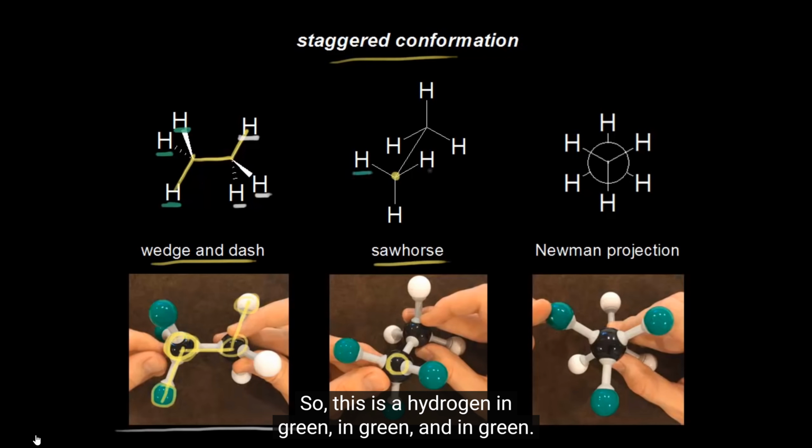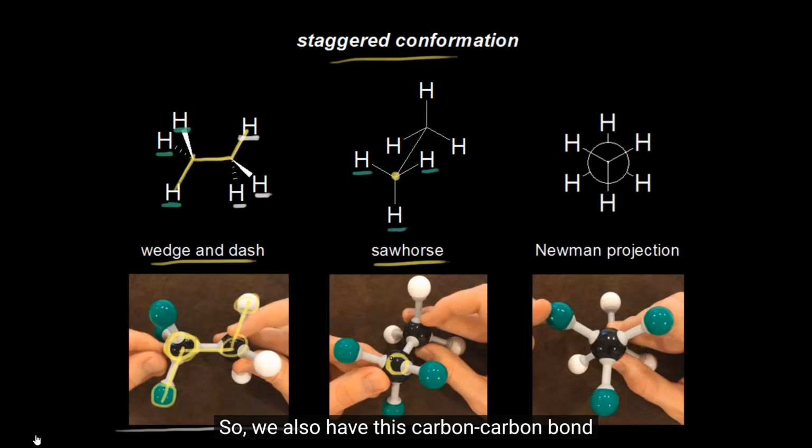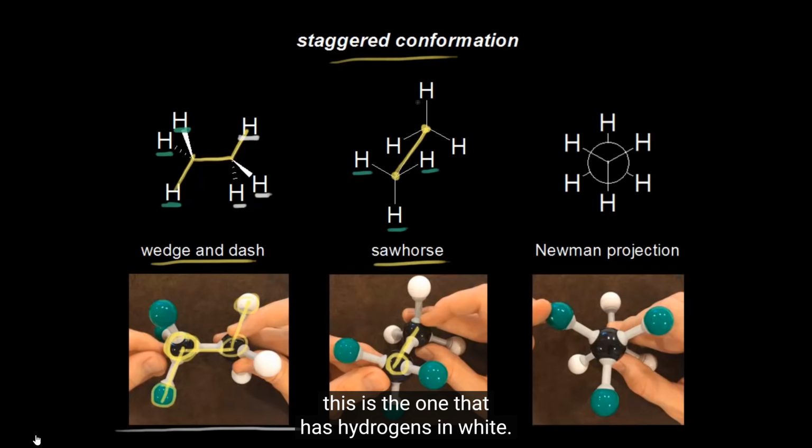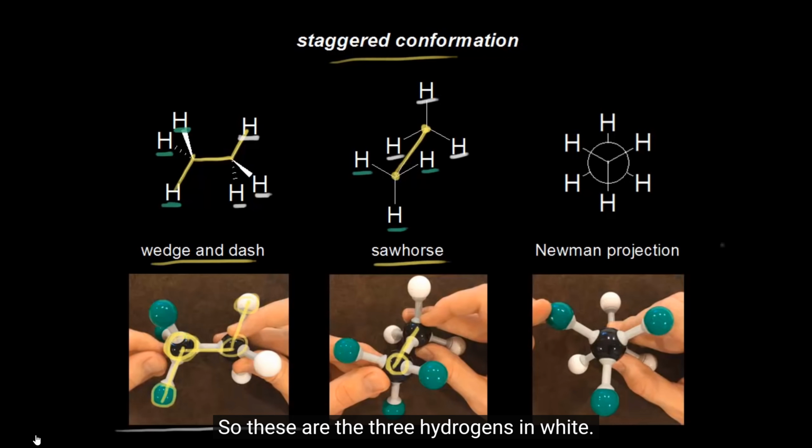So this is a hydrogen in green, and in green. So we also have this carbon-carbon bond. So that's this bond here on our sawhorse drawing. And then finally for this carbon in the back, this is the one that has hydrogens in white. So these are the 3 hydrogens in white.